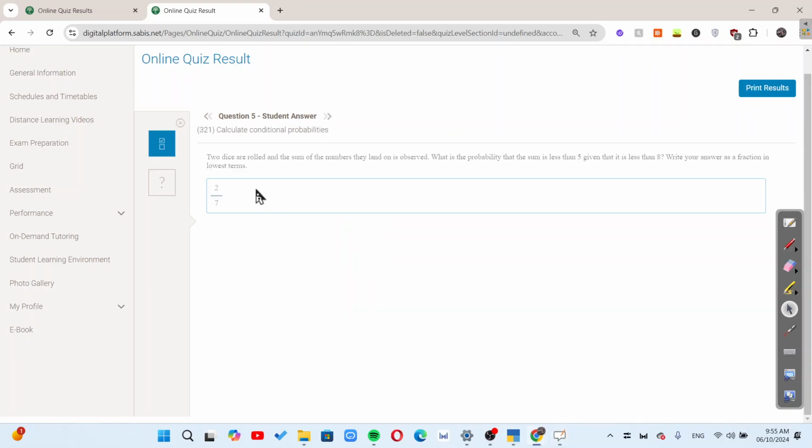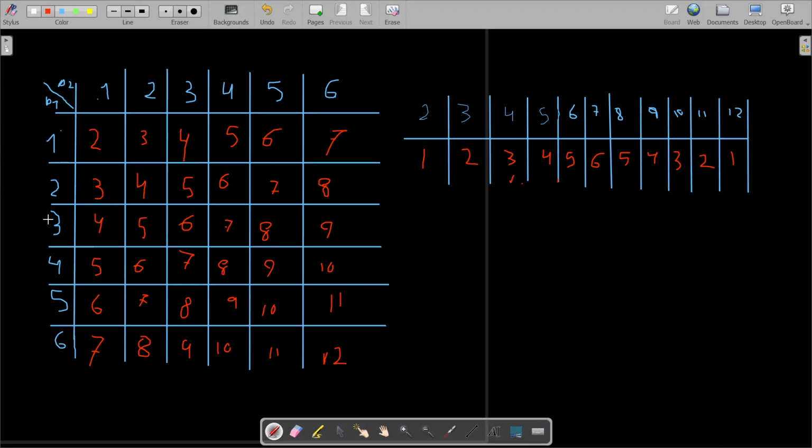Now, how to calculate probabilities. They're telling you 2 dice are rolled, and the sum that they land on is observed. What's the probability that the sum is less than 5 when it tells you it's less than 8? So it gave you a hint that it's less than 8. So we're going to go back to this. You've probably seen it a million times.